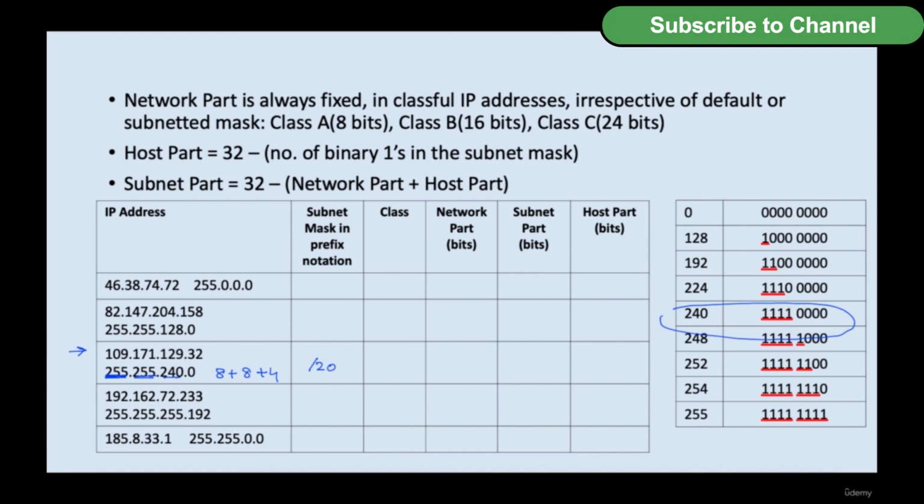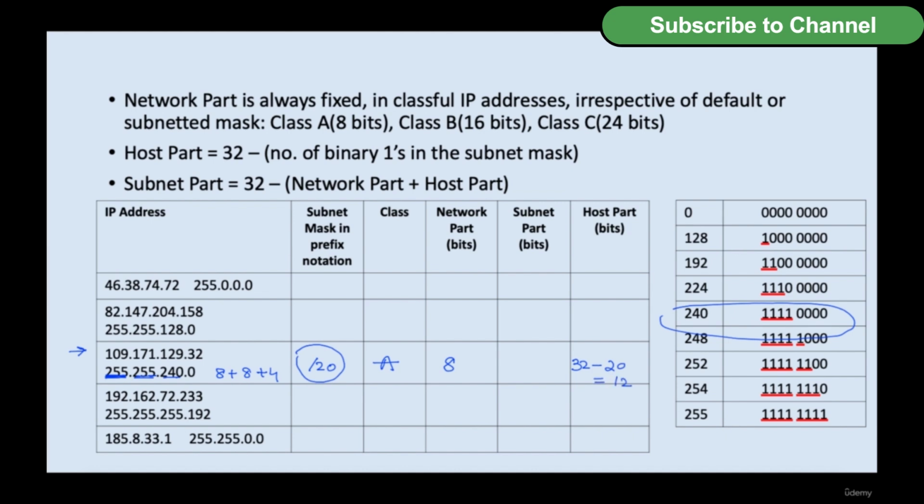Since value of first octet is 109, class of IP address is A. Since it's a class A IP address, network part is 8 bits long, and then we will solve the host part, 32 minus number of binary ones in the subnet mask, which is this value. So 32 minus 20 gave me the result 12.